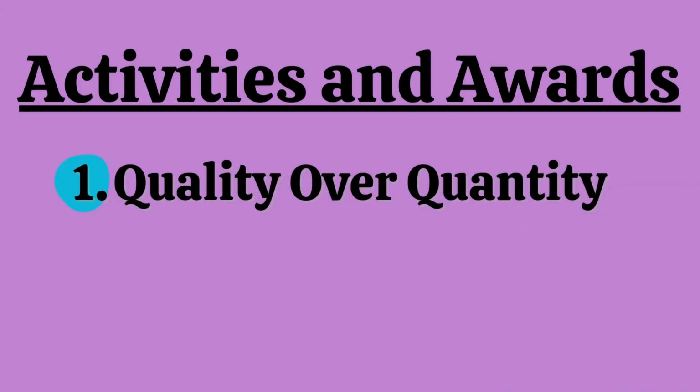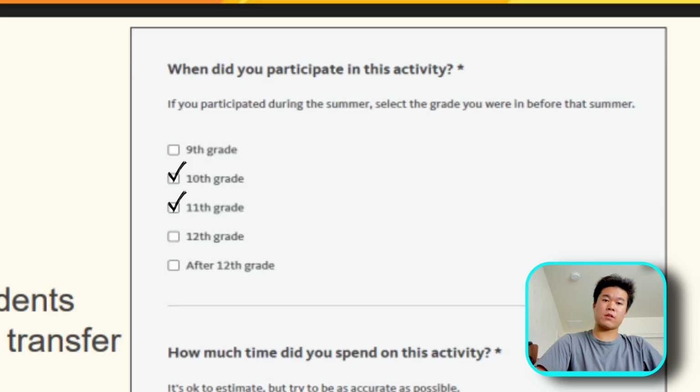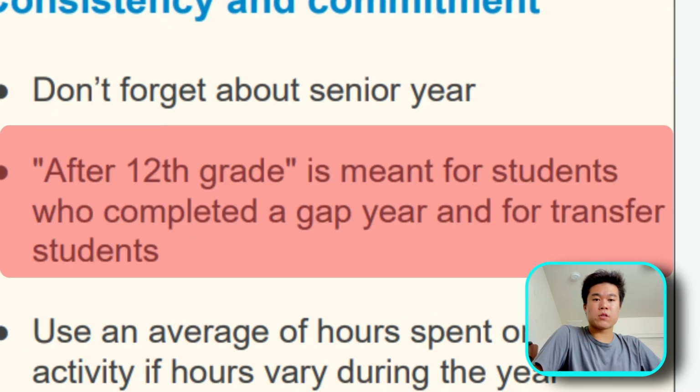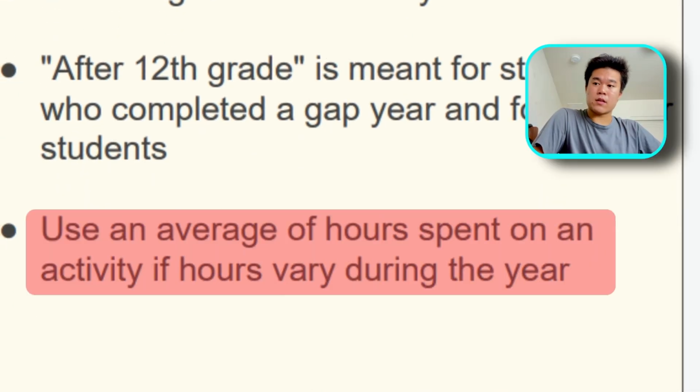Which leads into the next section, which is consistency and commitment. So here you want to make sure that you tick all the boxes for senior year as well if you are continuing the activity. And the after 12th grade box is for students who are taking a gap year, so that's probably not for you. The average hours you spent should be an average, and make sure it doesn't contradict your other activities, because there's only 24 hours a day and there's only 7 days a week. If it adds up to like a weird number, that's a red flag, so be careful.